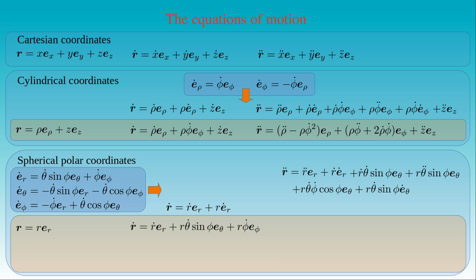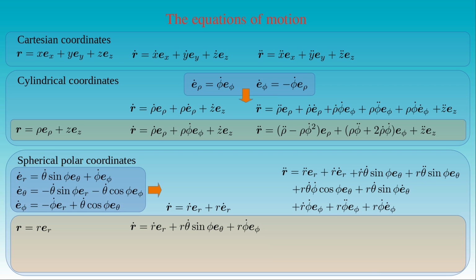R dot times theta dot times sine phi times e theta. Plus r times theta double dot times sine phi times e theta. Plus r times theta dot times phi dot times cosine phi times e theta. Plus r times theta dot times sine phi times e theta dot. The derivative of the third term in r dot, that is of the expression r times phi dot times e phi, is equal to r dot times phi dot times e phi. Plus r times phi double dot times e phi. Plus r times phi dot times e phi dot.